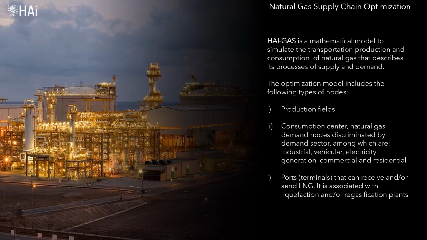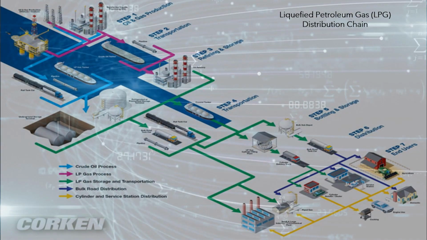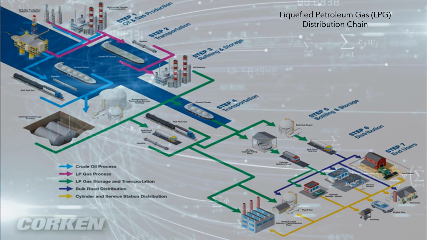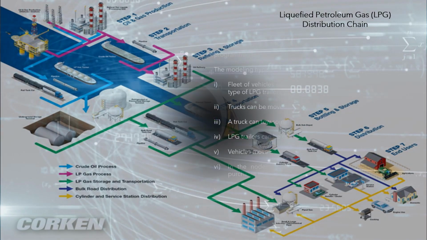Production fields. Consumption centers, natural gas demand nodes discriminated by demand sector, among which are industrial, vehicular, electricity generation, commercial, and residential, and ports and terminals that can receive and/or send LNG. It is associated with liquefaction and/or regasification plants. Similarly, like oil and LNG, the liquefied petroleum gas, LPG, distribution chain may be modeled as an optimization mathematical model.